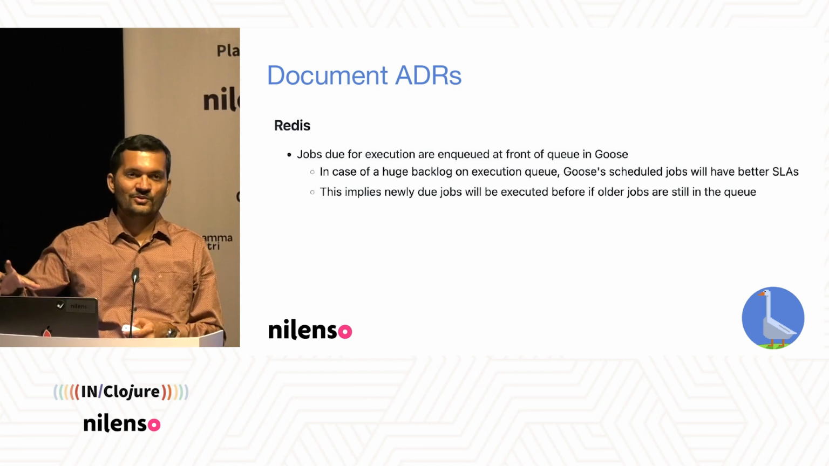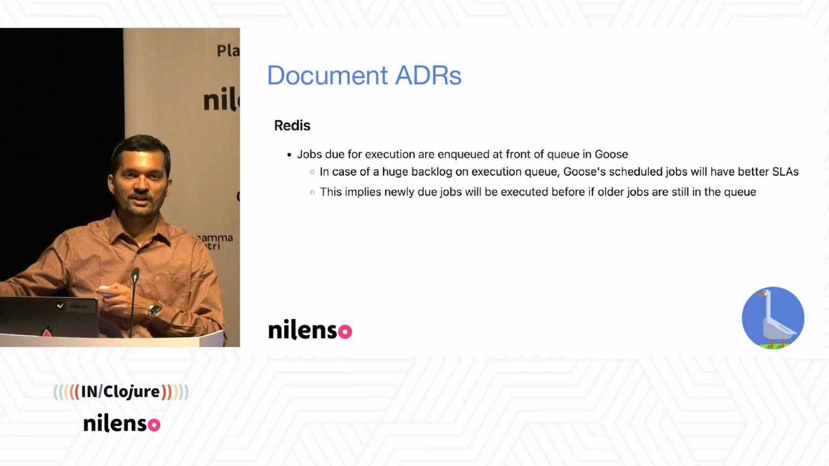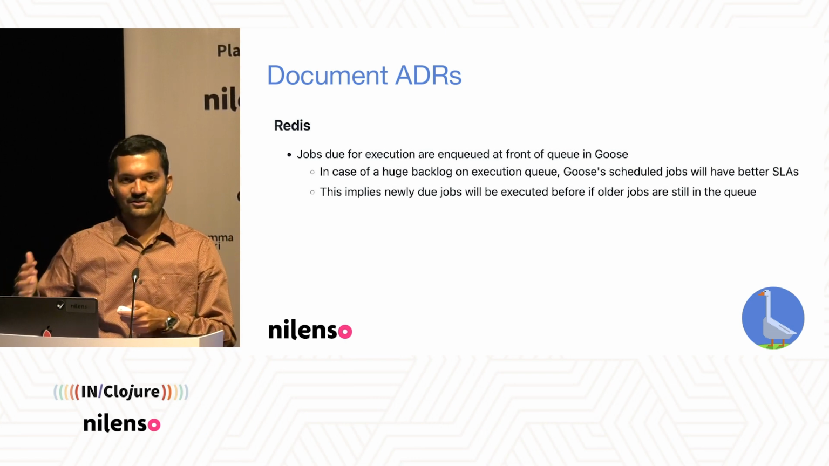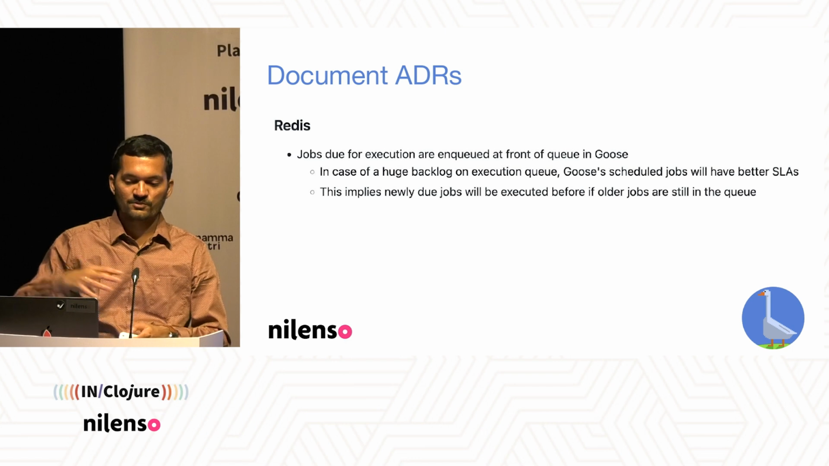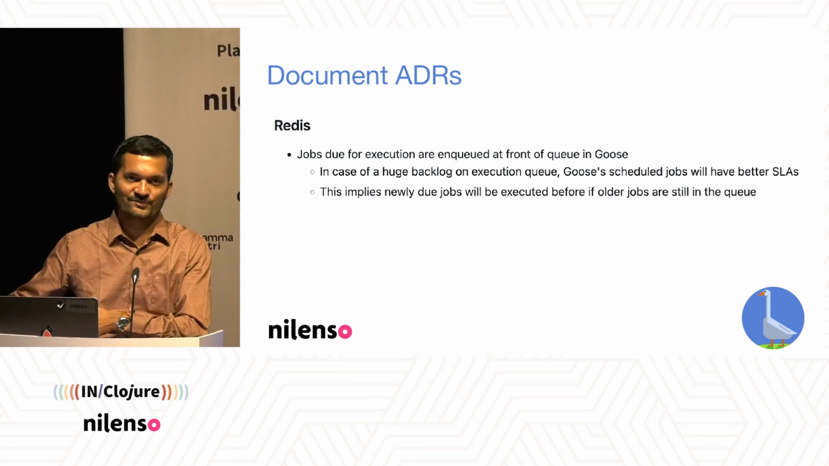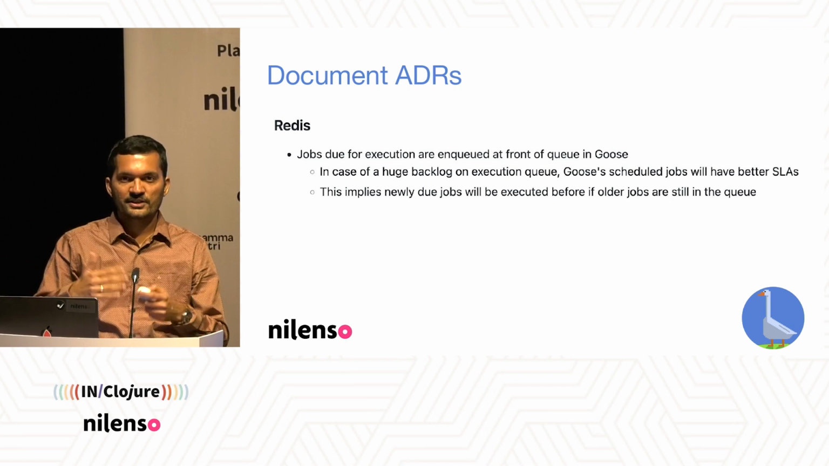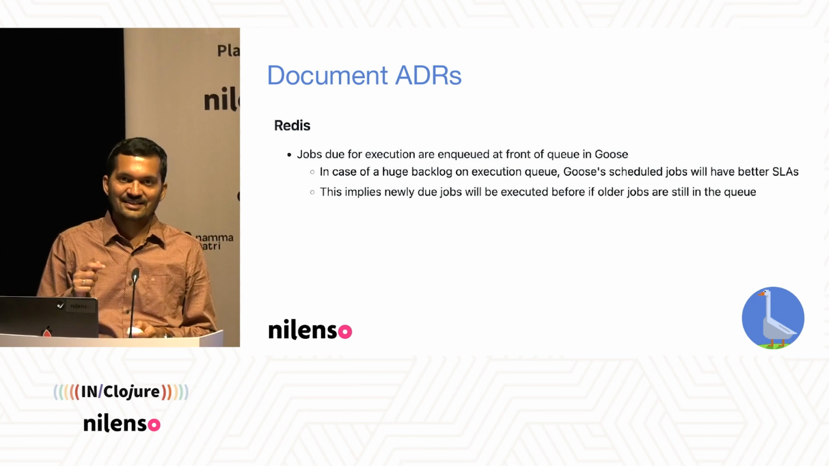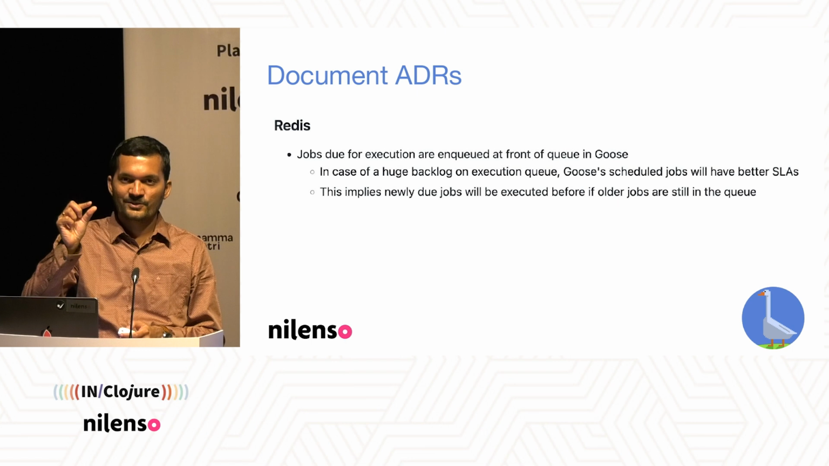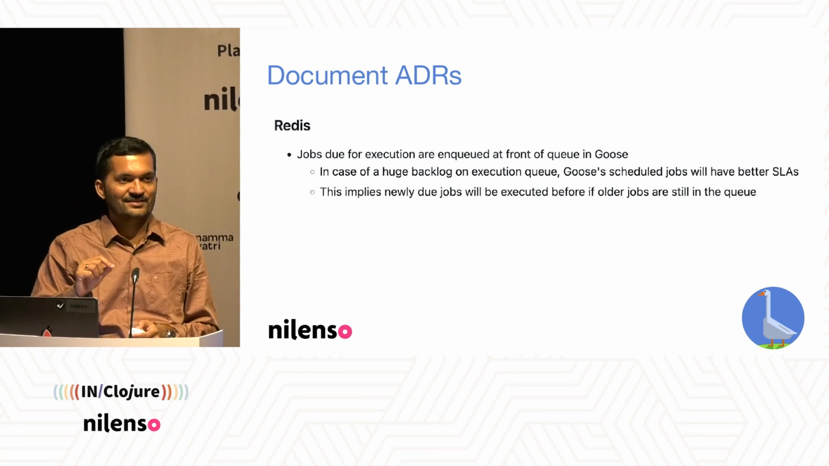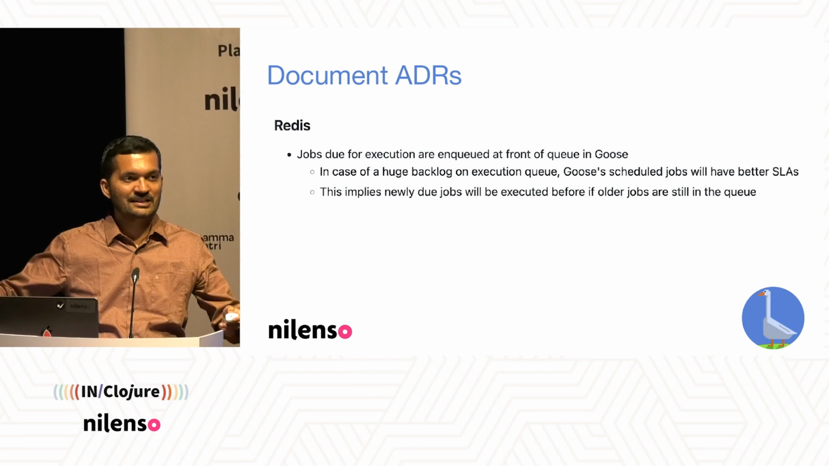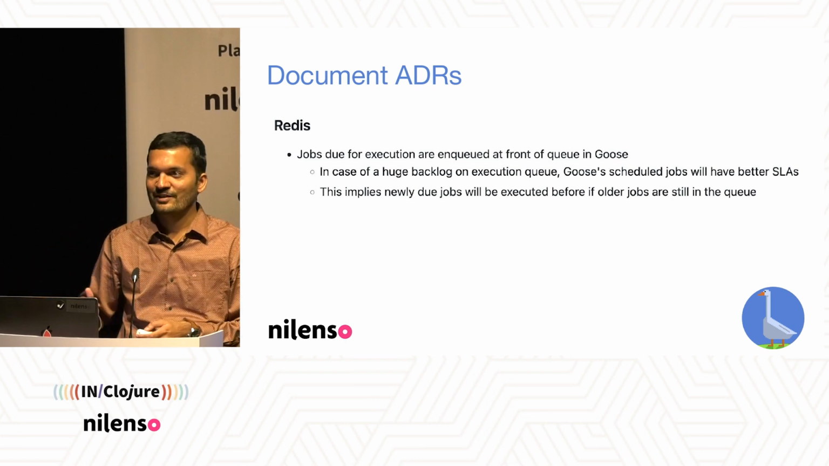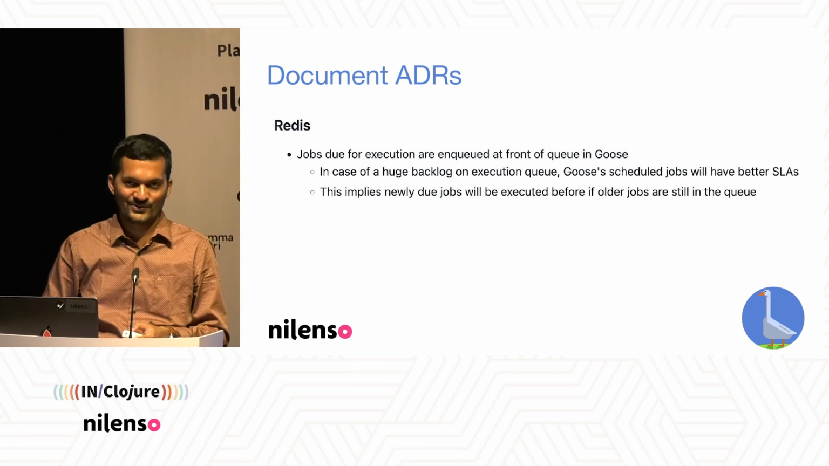Now, a queue has two ends, front and back. Where do we put the job? Both answers are correct, but we chose to put a scheduled job in the front of the queue. Why? Because we wanted to care about the SLA of a job. If a job is supposed to run at 2:55, then putting it at the front of the queue reduces the chances of missing the SLA. If you put it at the back of the queue, there is a large backlog. Then the job scheduled to run at 2:55 might run at 3 o'clock, 4 o'clock, God knows, right?